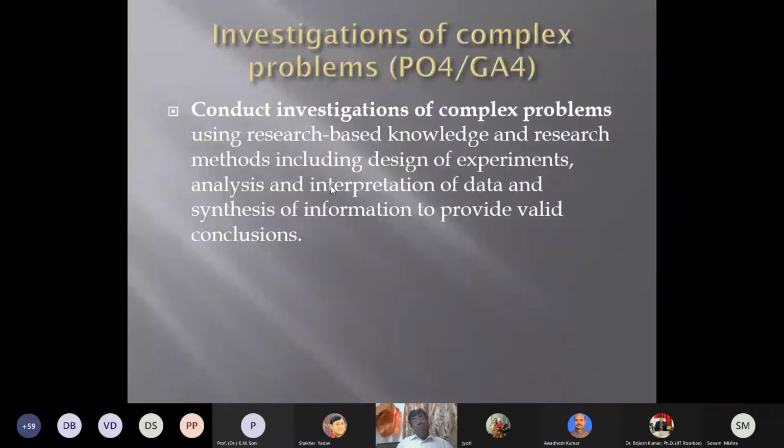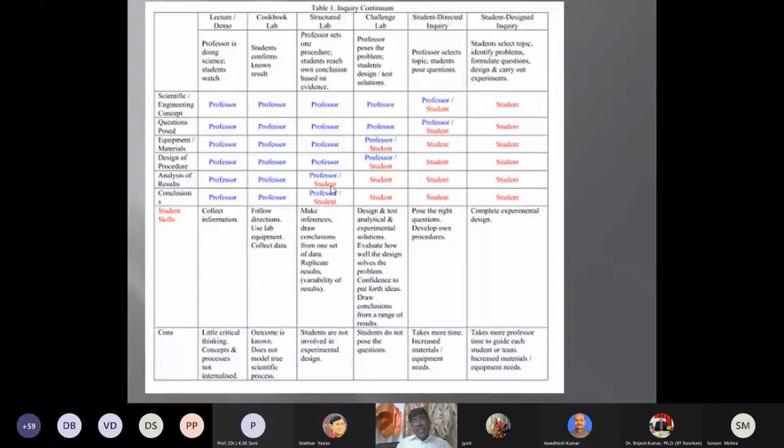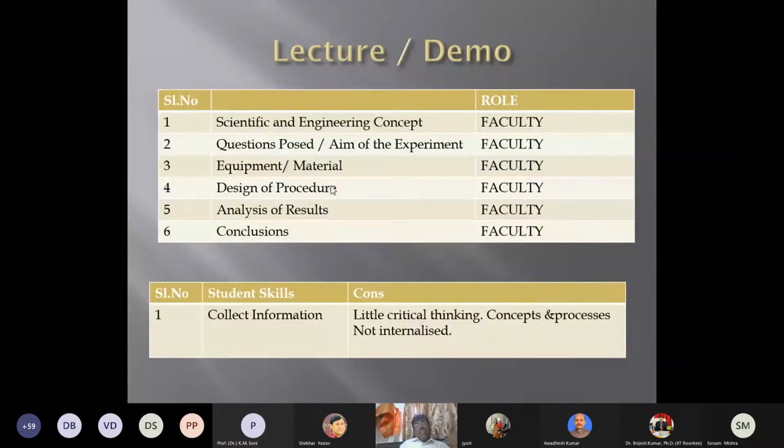Yeah. Now, in this particular program outcome, students need to conduct investigation of complex problems using research-based knowledge, research methods, including design of experiments, analysis and interpretation of data, synthesis of information to provide valid conclusion. Now, what kind of experiments we are doing already, I will show you. There are 6 levels of laboratory input, right? The lowest level which we are generally doing is demonstration, right? All of you demonstrate the experiment in the laboratory, as faculty members? Yes, sir.